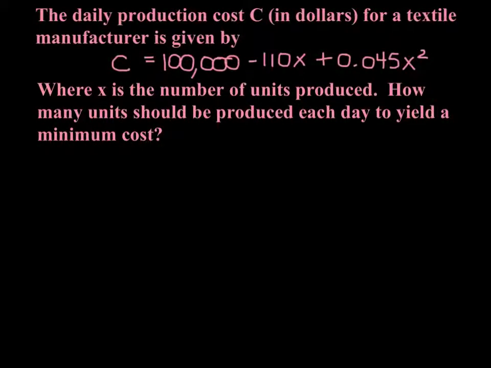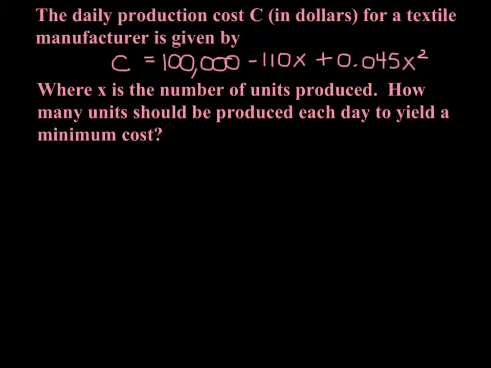Here's one more problem for this section. It is a word problem that's similar to one that's on the test. The daily production cost C in dollars for a textile manufacturer is given by this equation. So it's a quadratic, where X is the number of units produced. How many units should be produced each day to yield a minimum cost?